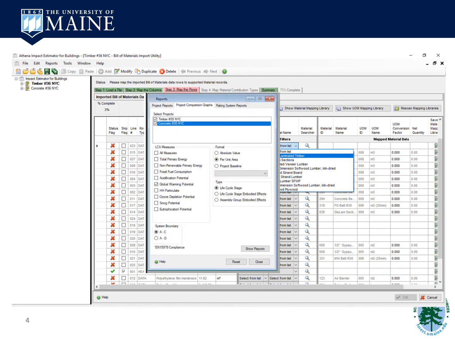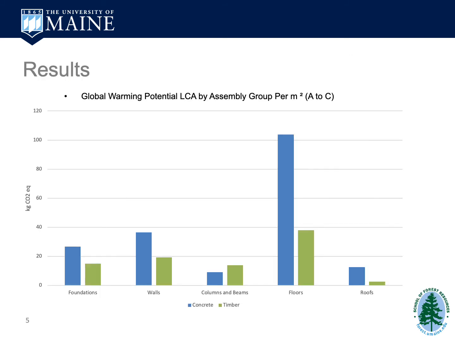The results presented here are expressed in terms of global warming potential, that is a reference measure in an equivalence basis relative to carbon dioxide and its heat trapping capacity. The total global warming potential of the concrete building is 2 times greater than the mass timber building global warming potential from stages A to C. That means production, construction, use, and disposal.